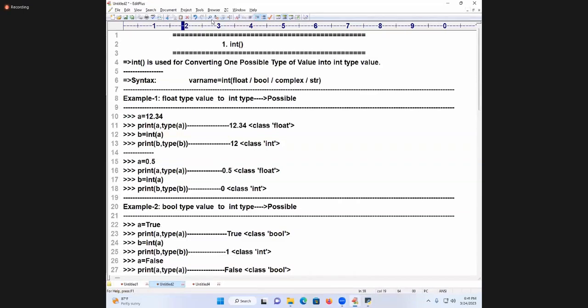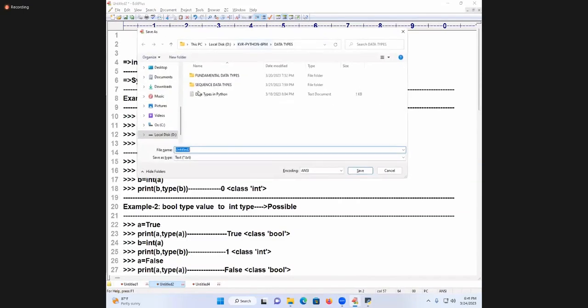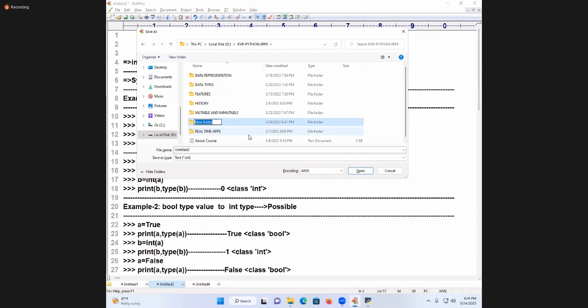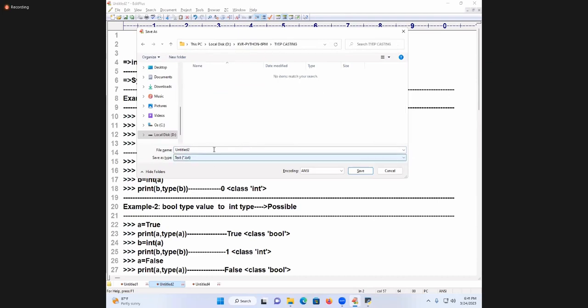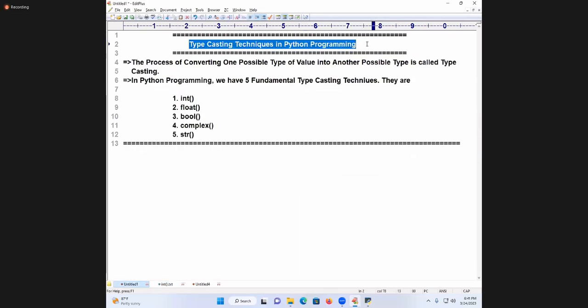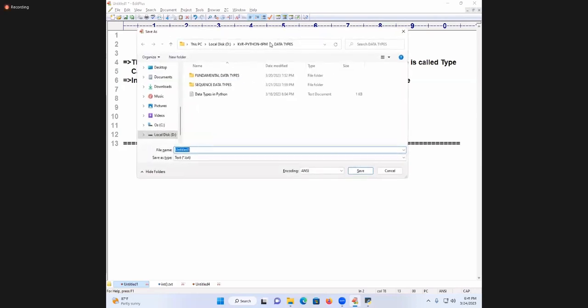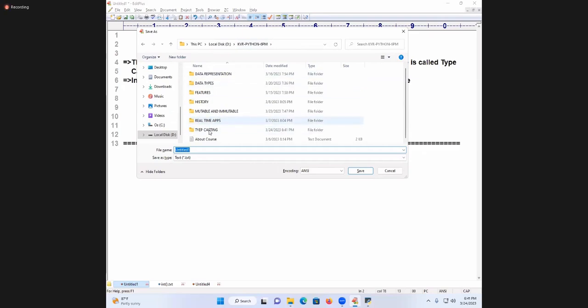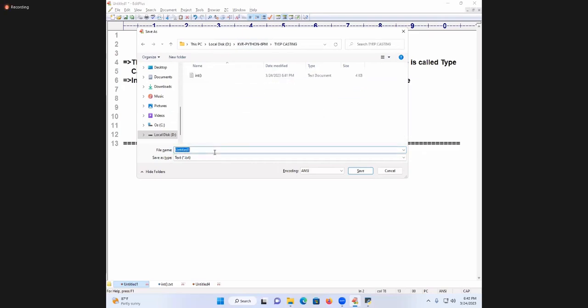Take care, all of you. Shall I save this now? Yes. So I'll go to my typecasting technique. Topic name today is typecasting. I'll just take it as int type. Previously also, typecasting techniques in Python programming, I will save it. Typecasting techniques. So there I will save it, students.